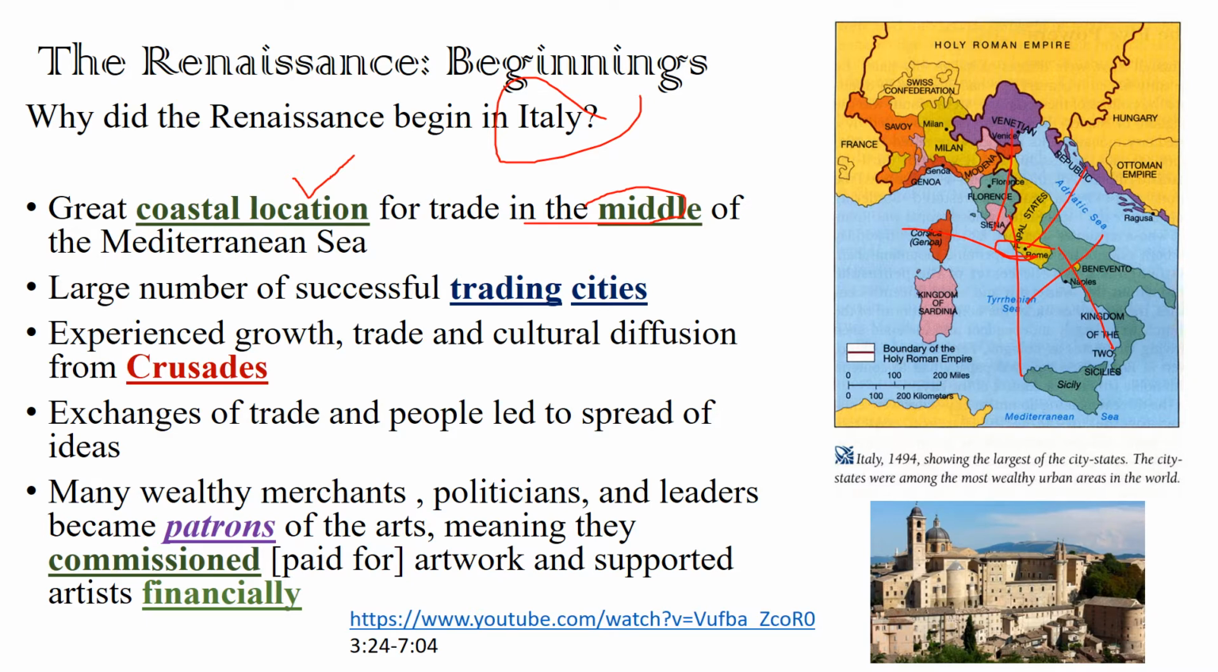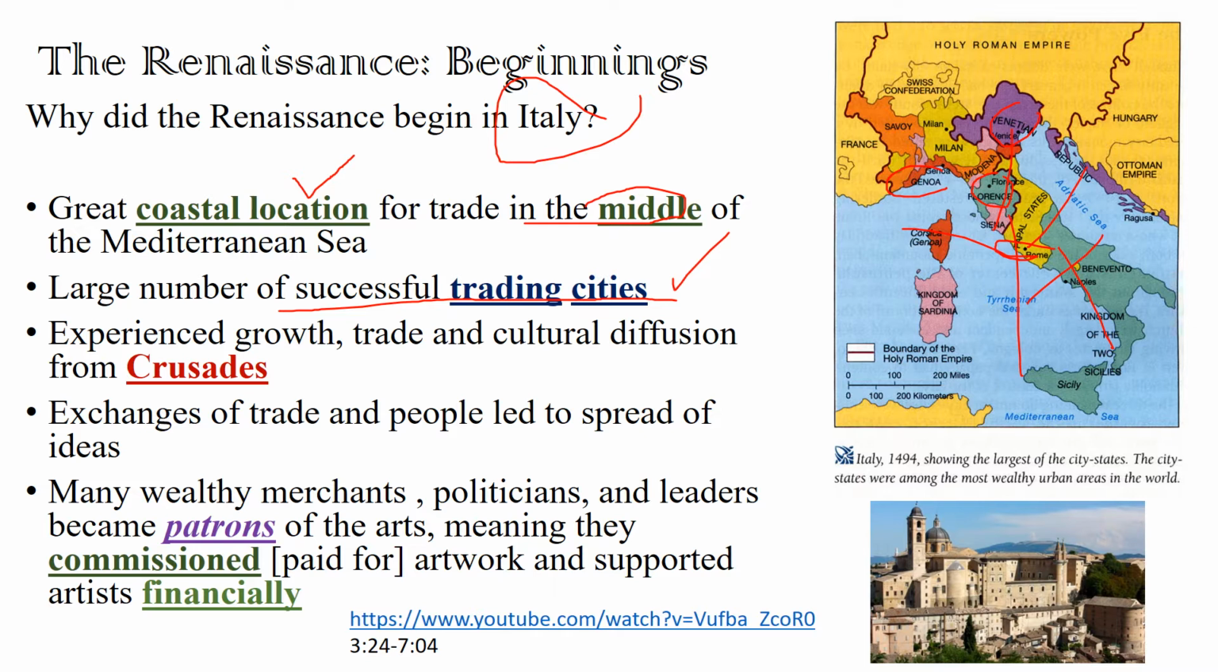Another reason the Renaissance began there is during the 1200s, we see the rise of a large number of successful and powerful trading cities. From Venice to Florence to Genoa, these cities, and really just city-states, not just cities, but empires and kingdoms in their own right, became economically, politically, and socially very powerful and had great influence over Western civilization.